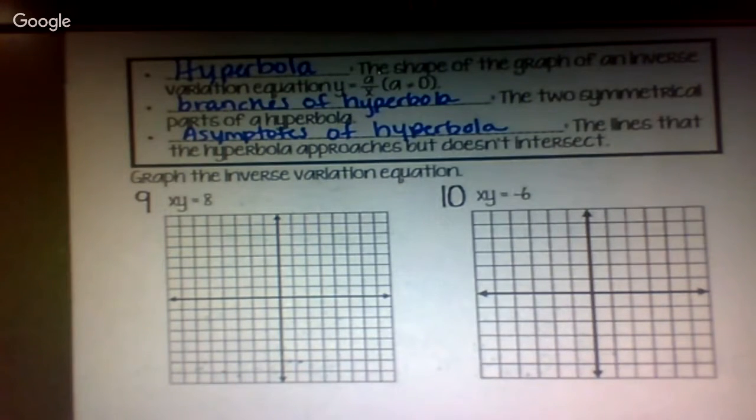So in the basic inverse, your graph will never touch the x-axis or the y-axis. Those are your asymptotes in basic inverse functions.